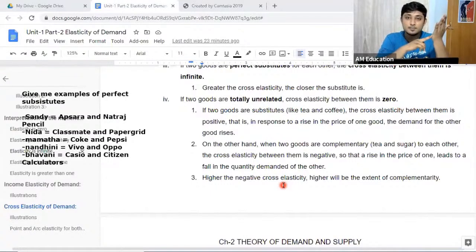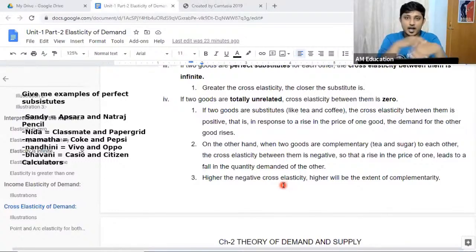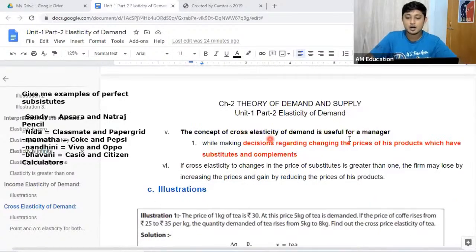And higher the positive elasticity? Closer to substitute. Yeah, so they both are close substitutes, right? And if negative cross elasticity is higher, then they are close complementary, right? So the concept of cross elasticity of demand is useful for a manager. All of you will become managers down the line, while making decisions regarding changing the price of your products, which have substitutes and complements.